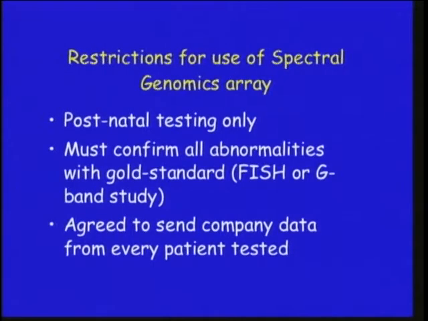And that's not a problem for us at Children's because we don't do prenatal testing. But it is an issue for other labs. And in addition to that, we have to agree to confirm all abnormalities with a gold standard test, which would either be FISH or a G-banded karyotype. And that's not a problem for us because right now we're still requiring a G-banded karyotype to be done with every array. And this is just good lab practice anyway when you're introducing a new technology.